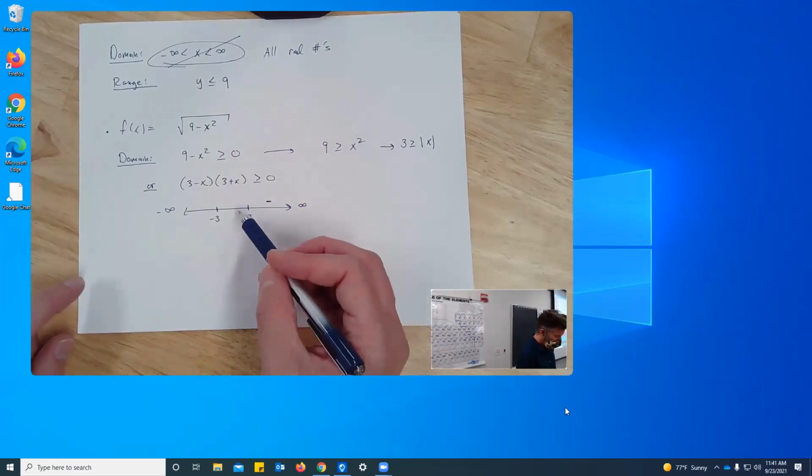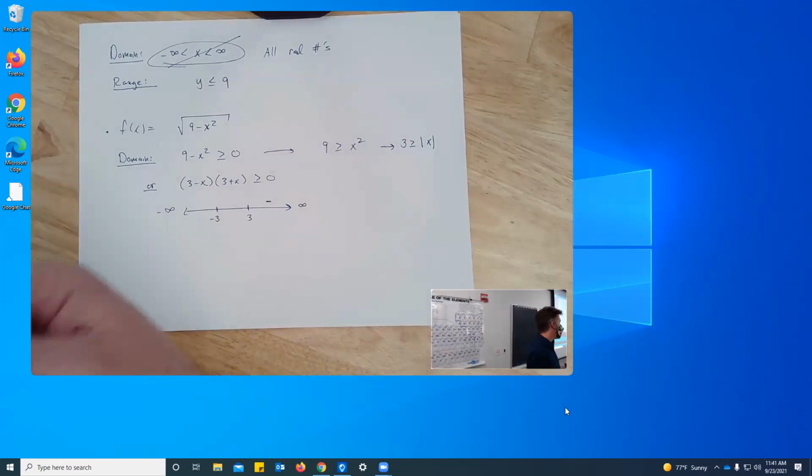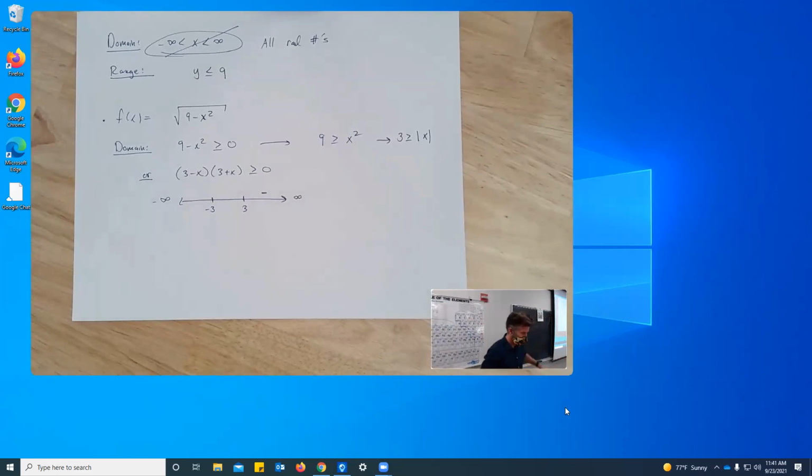In a similar way, pick a number between -3 and 3. Pick 1 or 0, or really any number you want. Don't pick 3. You have to pick something between. Oh, holy smokes, I need to be more careful.